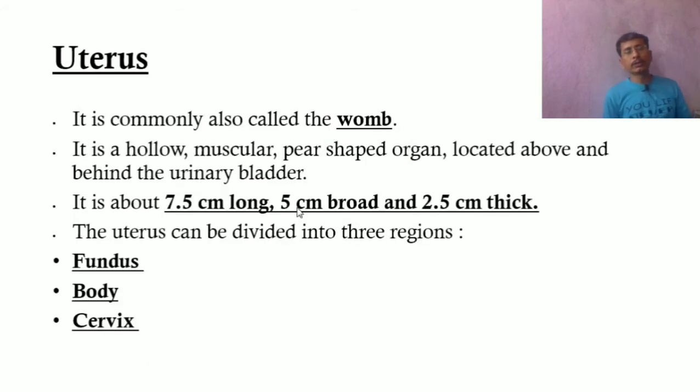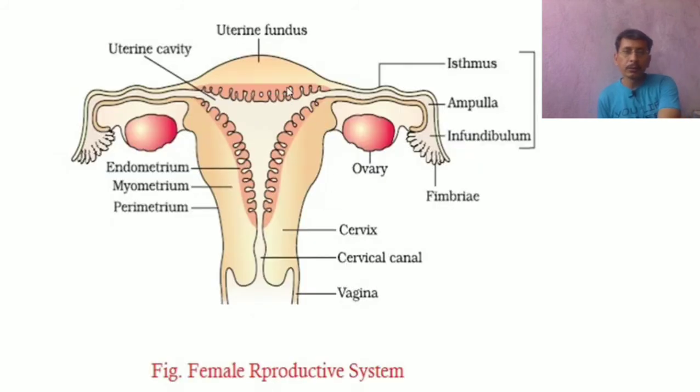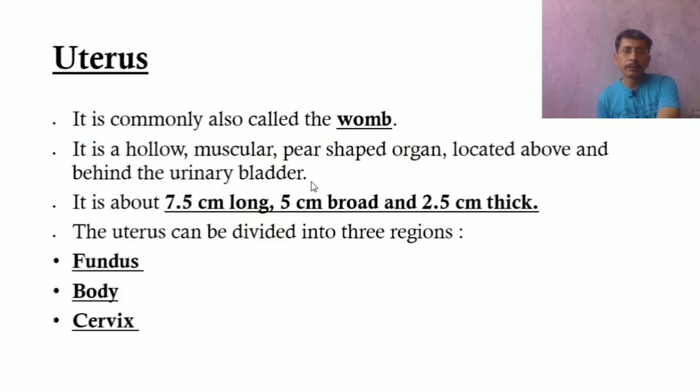Then the next one is the uterus. The uterus is commonly called the womb, where the development of the baby or embryo takes place. It is a hollow, muscular, pear-shaped organ. This whole broad part is the uterus. It is located above and behind the urinary bladder. It is about 7.5 centimeters long, 5 centimeters broad, and 2.5 centimeters thick. This is the shape and size of the uterus.